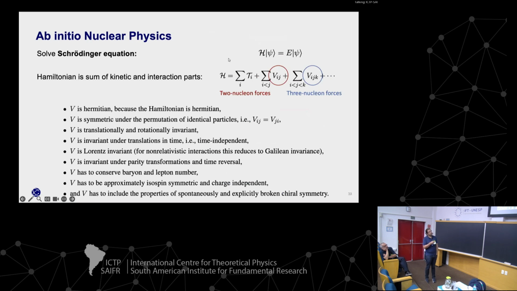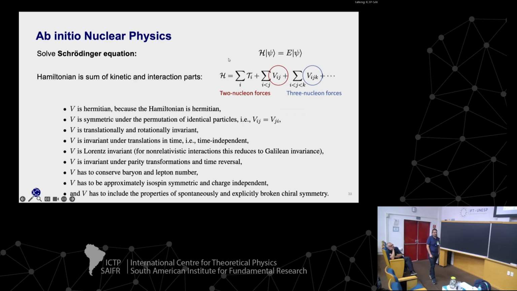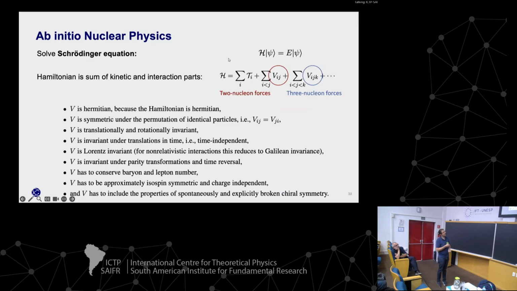So first of all, the potential has to be Hermitian because the Hamiltonian is Hermitian. It has to be symmetric under the permutation of particles. So if you have a neutron interacting with a proton and you just flip them around, you still have the same interaction, right? It's translationally and rotationally invariant. So if you measure the interaction between the neutron and the proton here or here, it's the same. And if you rotate the system, it still stays the same. It's invariant under translations in time, and obviously, if we measure the interaction now or tomorrow, it should still be the same system. Or it should still have the same properties. It's Lorentz invariant or Galilean invariant, so in an accelerated system, it's still the same.